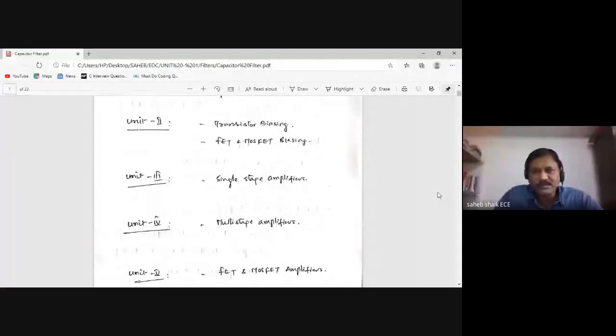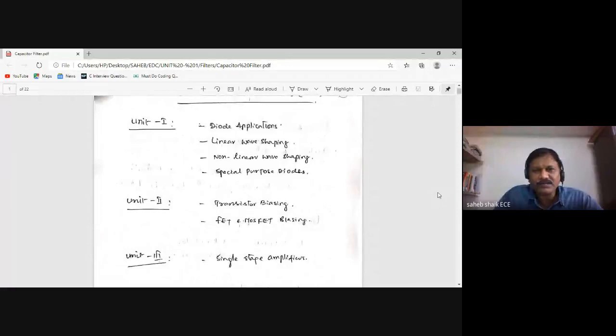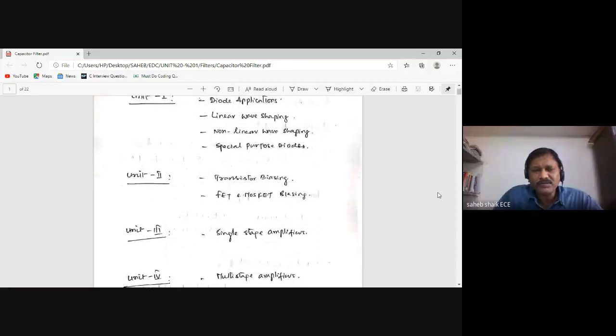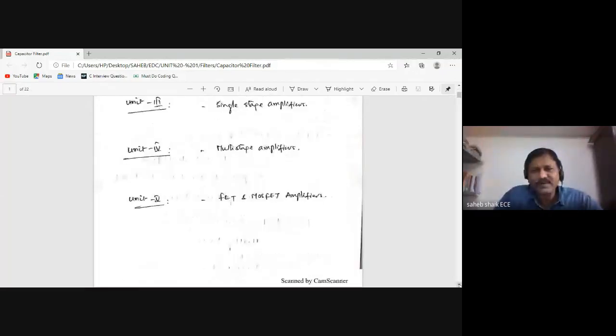So you can make a specific note of all these things. Unit 1, in simple terms: diode applications, linear wave shaping, non-linear wave shaping, special purpose diodes. Unit 2, transistor biasing, FET and MOSFET biasing. Unit 3, single stage amplifiers. Unit 4, multi-stage amplifiers. And unit 5, FET and MOSFET amplifiers.